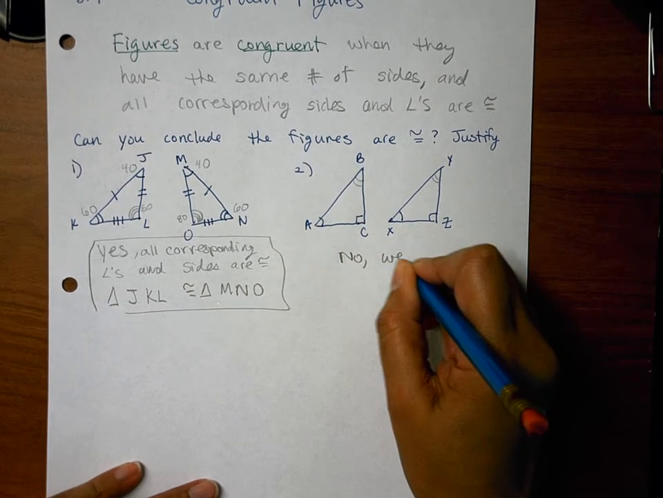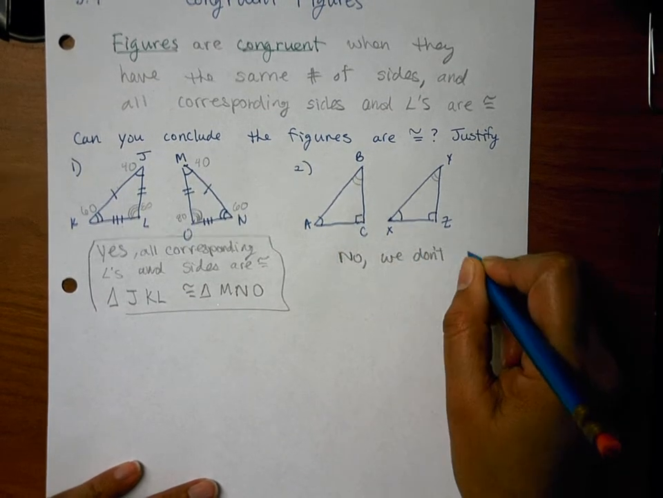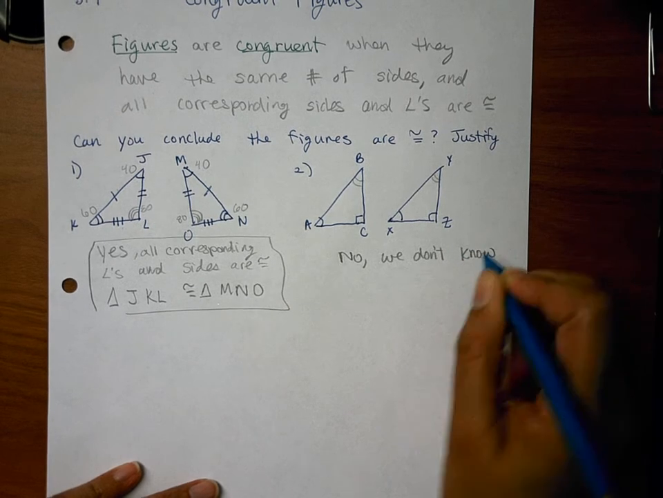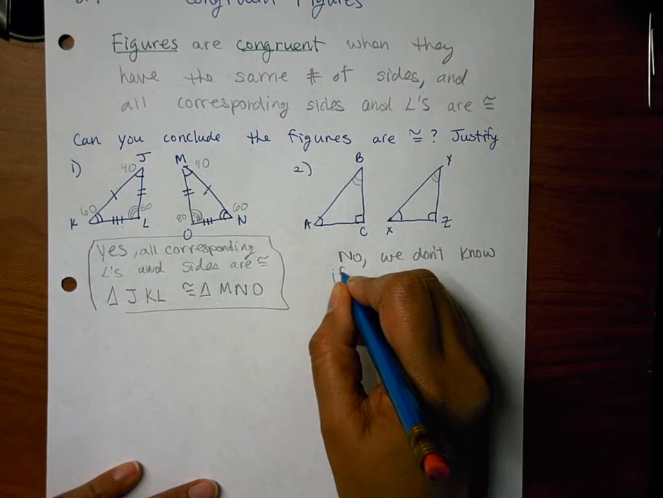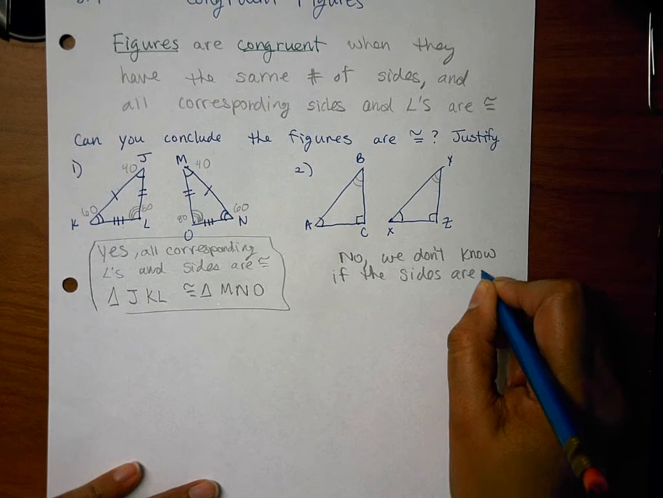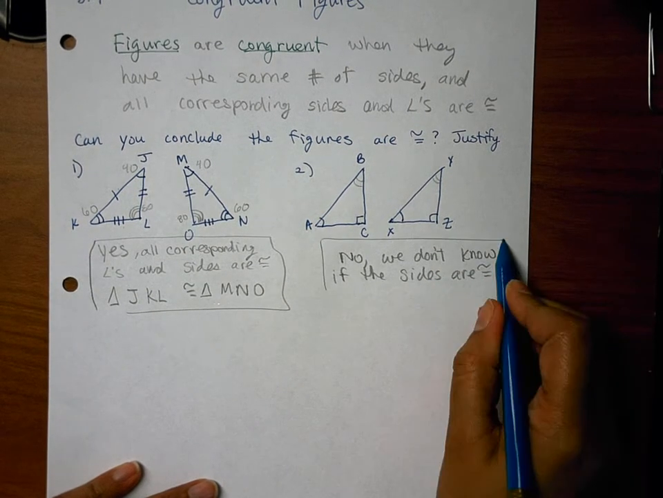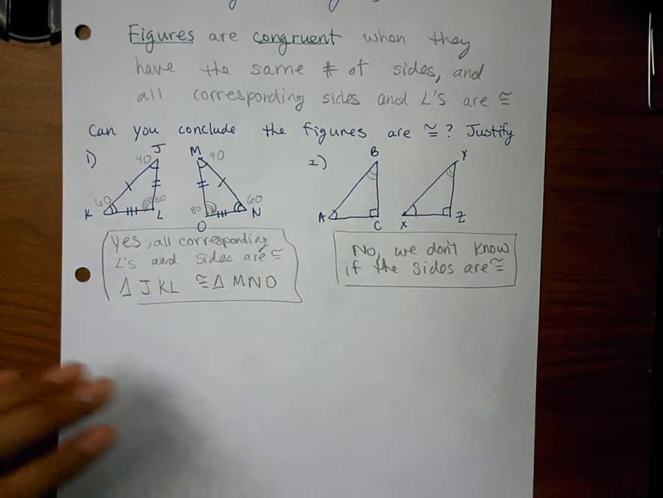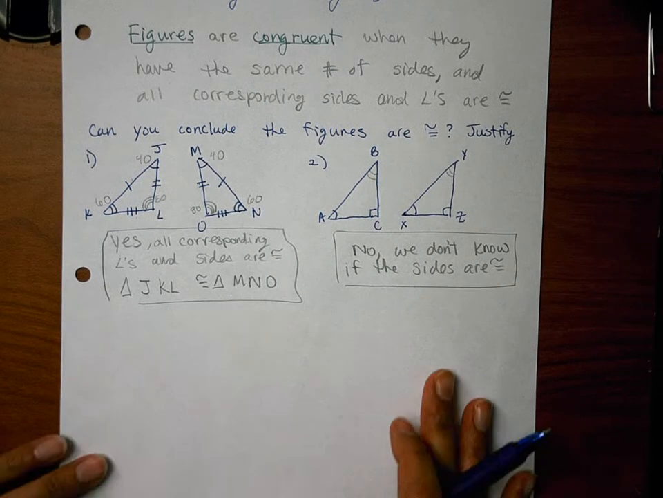Can you conclude the figures are congruent? No. We'd have to say we don't know if the sides are congruent. That wasn't given information, and because we don't know that, we cannot conclude they are congruent.